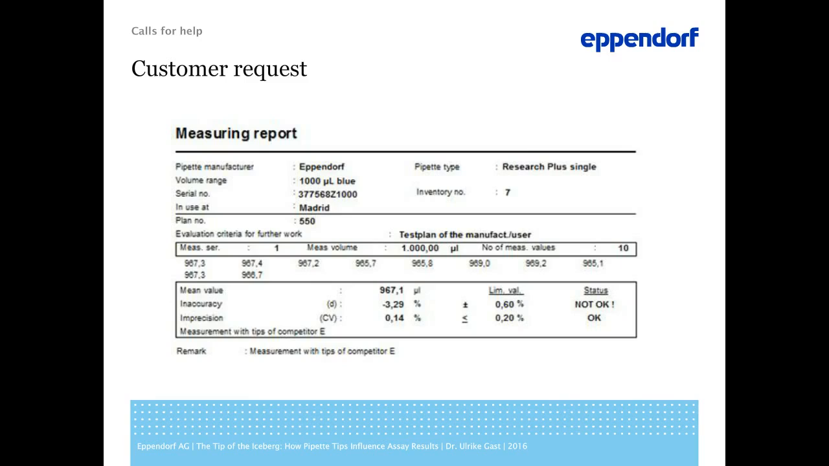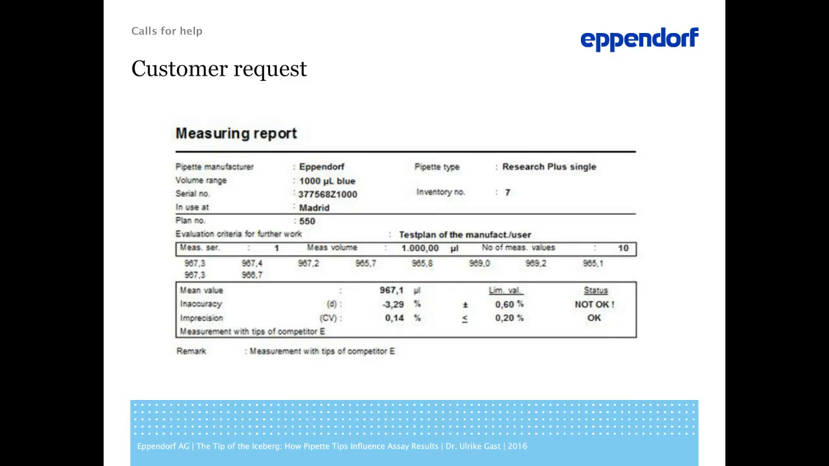This is the measurement report of the customer's pipette. As you can see on the top, he is working with an Eppendorf Research Plus 1000 microliter fixed volume pipette. Using a balance, I performed 10 measurements and all environmental data were okay. All calculations also have been proven to be correct. As you probably know, the performance of a pipette is determined by two errors. The systematic error, or also called inaccuracy, and the random error, or imprecision.